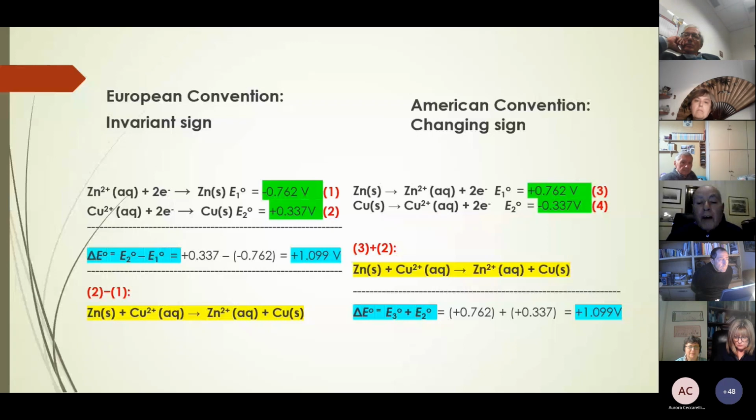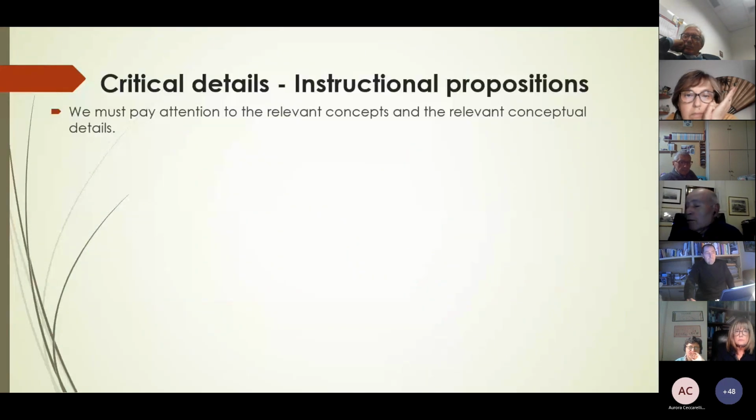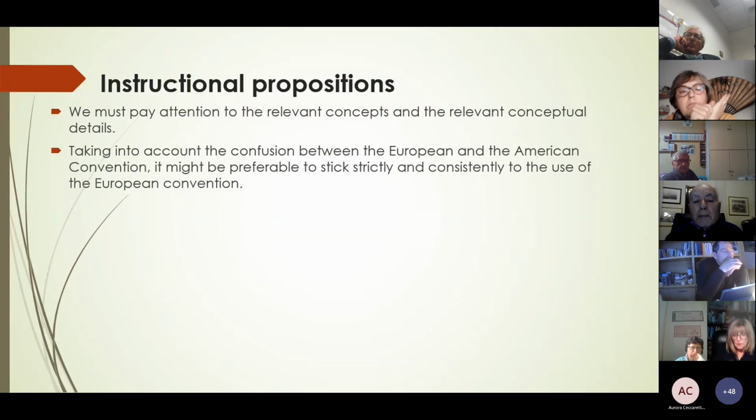Now, if we want to find the spontaneous reactions, we have to combine equation 3 with equation 2, and to calculate the standard potential of the cell, we have to do the same with the standard half potentials, to add E3 with E2 to arrive at the same plus 1.099 volt value. So structural propositions deriving from this study are that we must pay attention to the relevant concepts and the relevant conceptual details. It's preferable to stick strictly and consistently to the use of the European Convention.